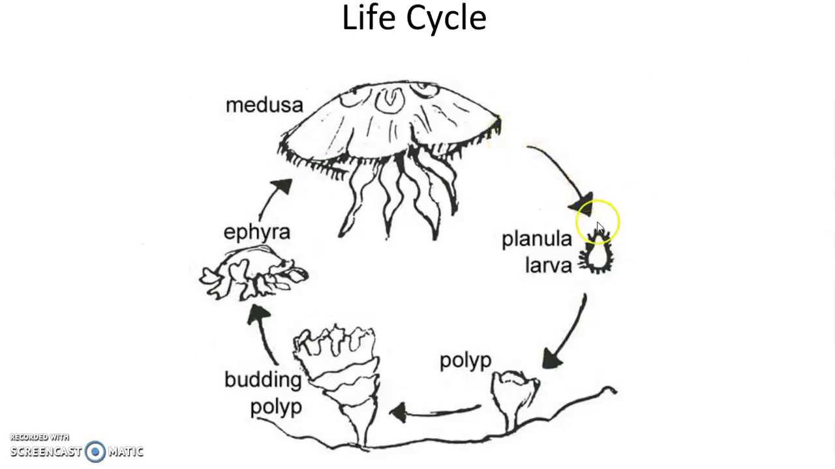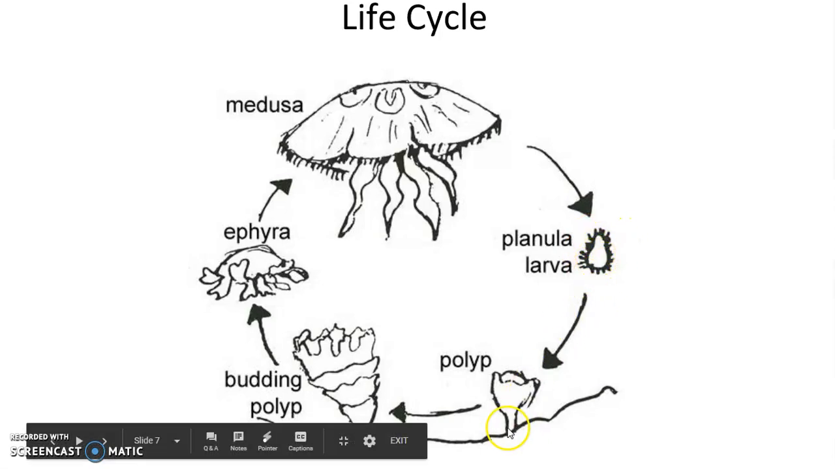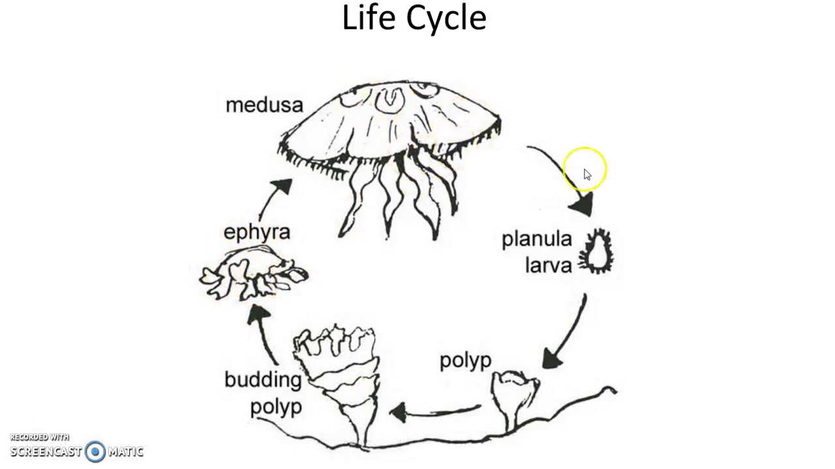And this is their life cycle. They start off as a little baby larva that swims around in the water. They attach to the bottom and they make these copies of themselves. So that's an example of budding. Each one of those becomes a new jellyfish, and then it becomes an adult jellyfish.